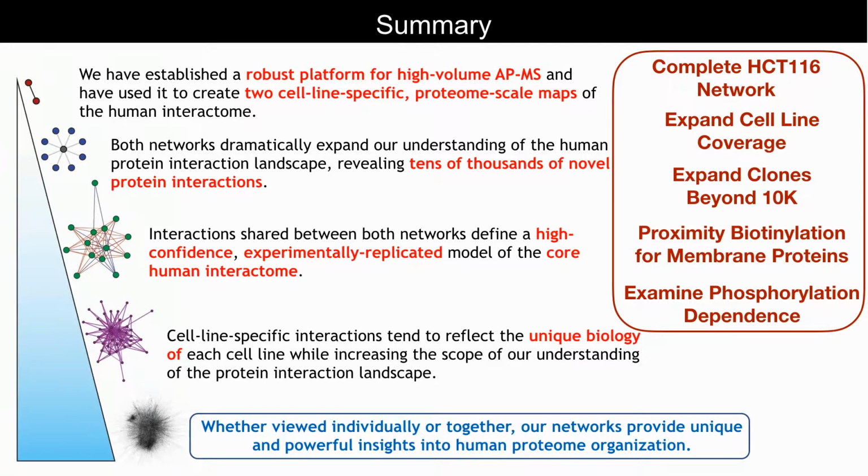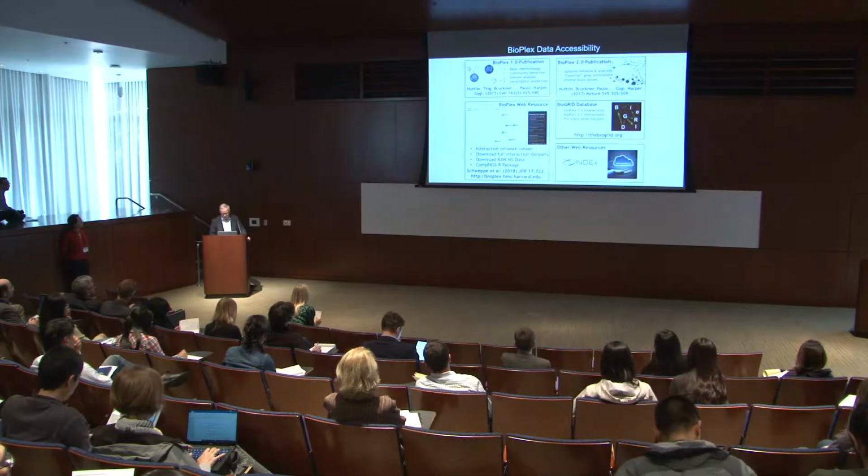So we want to complete the HCT116 network. We want to be able to expand cell line coverage. We want to be able to expand the clones beyond the 10,000 clones that we have available currently. And then one thing that I didn't mention, there's a huge gap in our understanding of membrane proteins because of the difficulty in doing IP-MS the conventional way. And so using other approaches such as proximity biotinylation may provide insight there. And then we're also trying to understand how phosphorylation is controlling things.